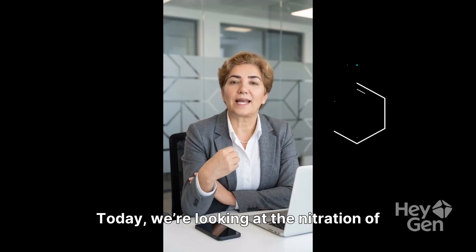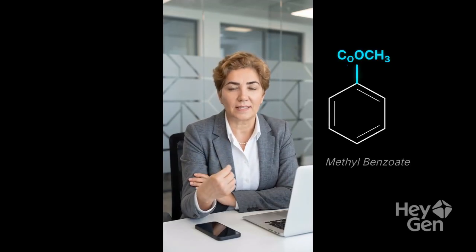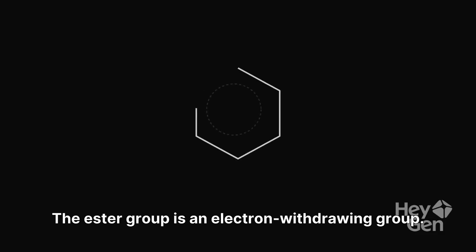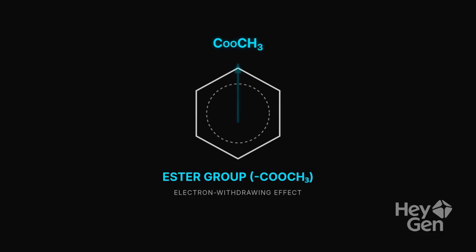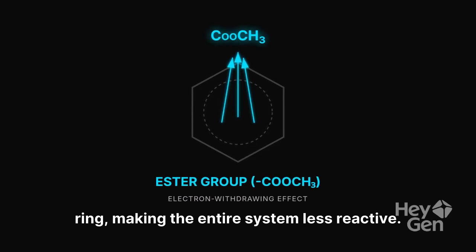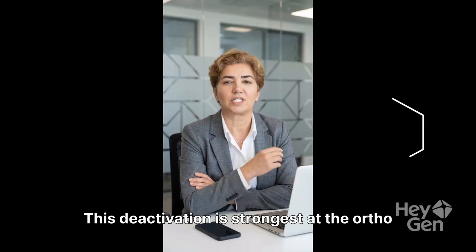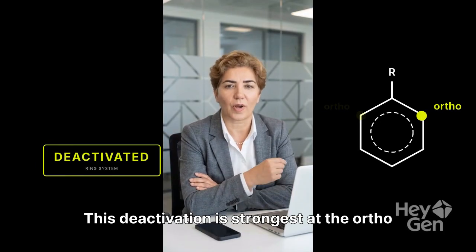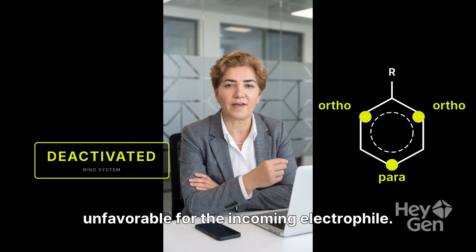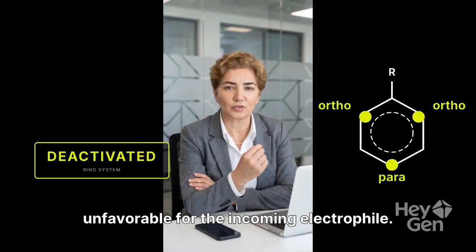Today we're looking at the nitration of methyl benzoate. Let's start by examining our starting material. The ester group is an electron-withdrawing group. It pulls electron density away from the ring, making the entire system less reactive. This deactivation is strongest at the ortho and para positions, making substitution there highly unfavorable for the incoming electrophile.